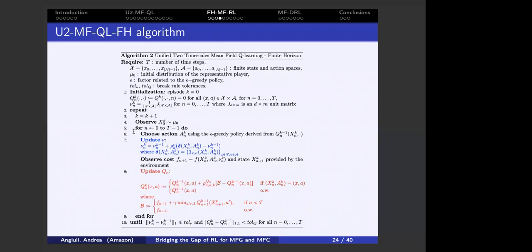Now, the algorithm is more complex than the one before, because we are not dealing anymore with a unique Q function, but actually we have a Q function for each time point. So we have a three-dimensional matrix to estimate, and we also have an estimate of the distribution for each point of the time discretization. So the update rules are two as before. We have one for the distribution of the population that is similar to the one from the previous algorithm, but what really changes is the one for the Q matrix, because here the matrix at time n is updated based on the knowledge of the matrix at time n+1, which increases the complexity of the algorithm with respect to the previous version.